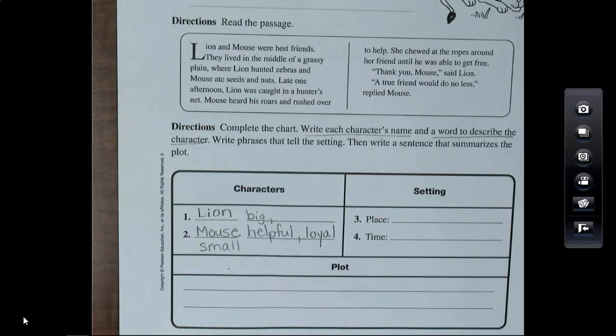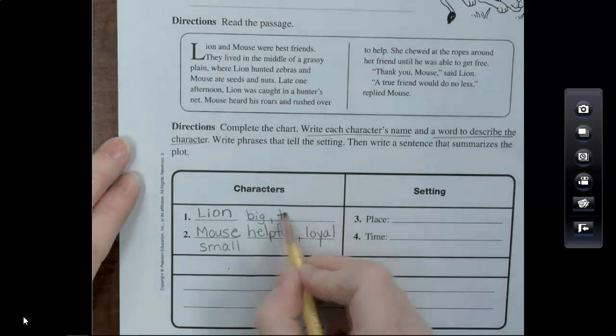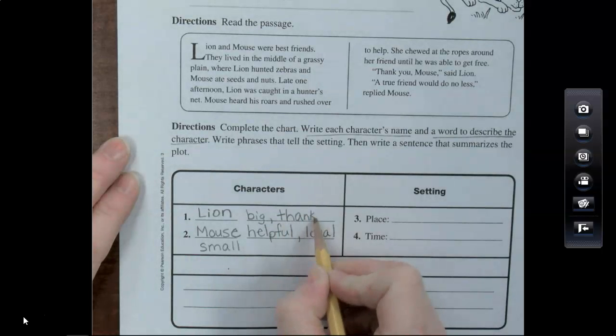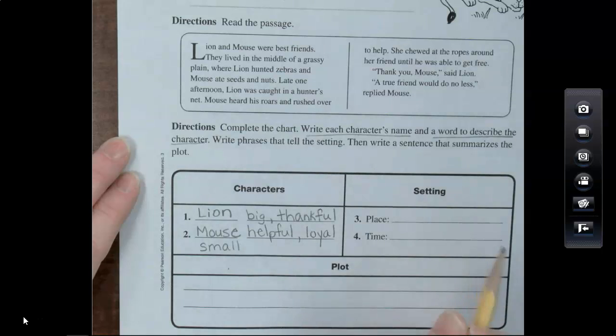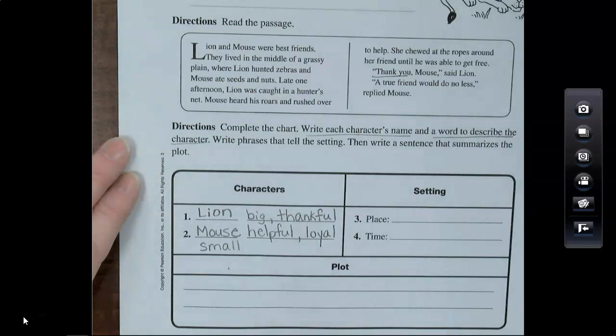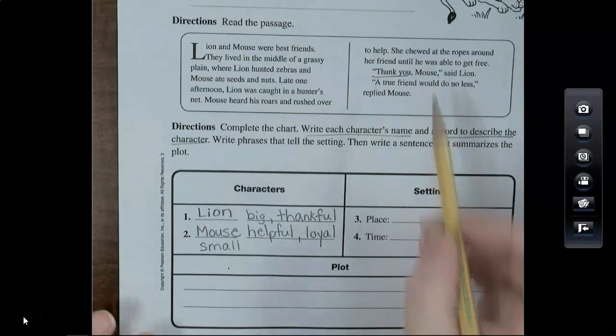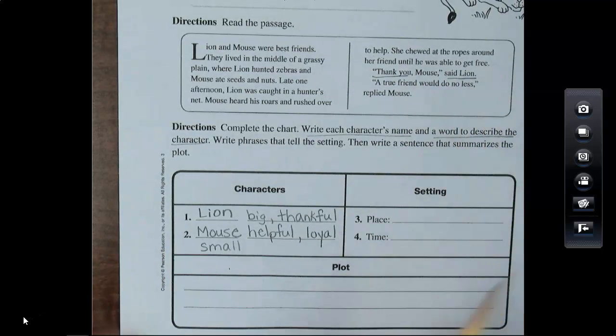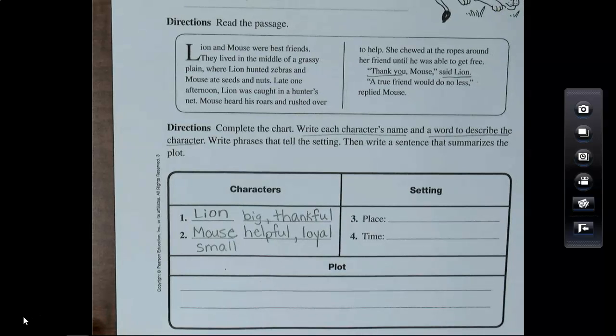Try to think what words you're saying. You might be saying grateful. You might be saying thankful. Students in the past have always wanted to put down thankful, because lion is very thankful, because lion says thank you right there. So lion is thankful. See, thank you, mouse, said lion. Lion is thankful because mouse helped. So lion is big and thankful. Mouse is helpful, small, loyal. Those are our characters.